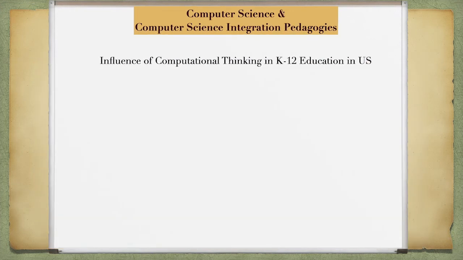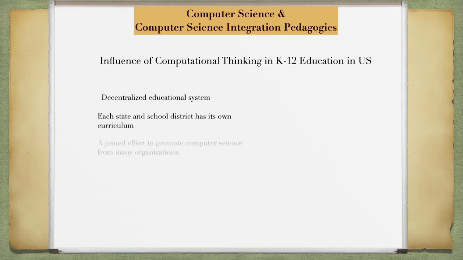In order to compete with other countries for the global job market, America has made great efforts to push computer science and computational thinking into a national level curriculum. Even though the education system in the United States is highly decentralized, and each state and school district has its own curriculum, there has been a joint effort to promote computer science and computational thinking for K-12 education.